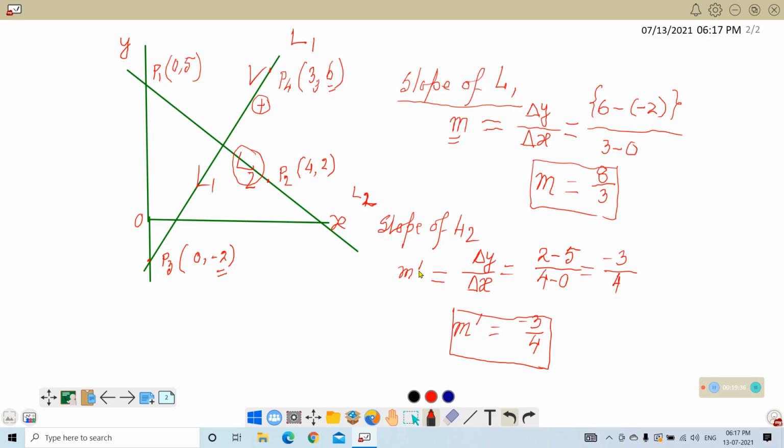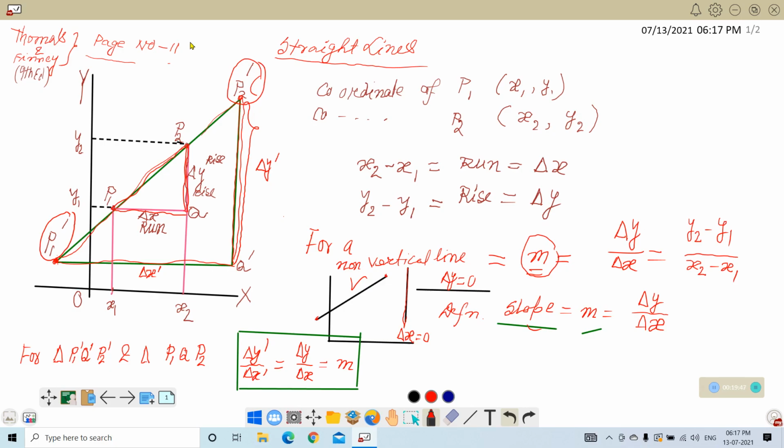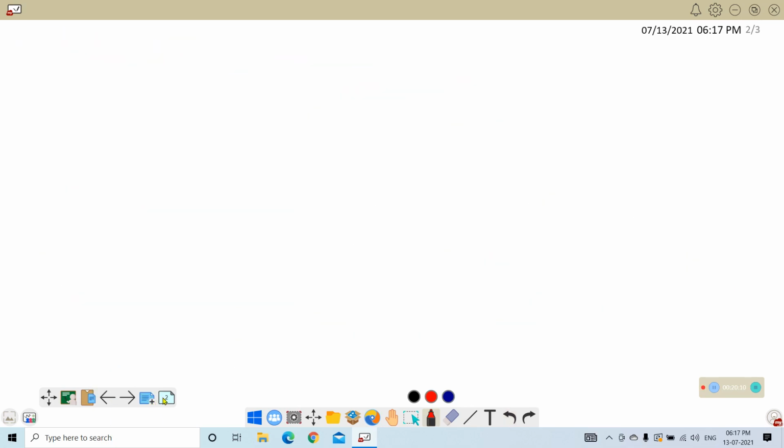So this has been discussed in page number, perhaps 11. Page number 11. Now a bit of trigonometry should be discussed. Page number 3.